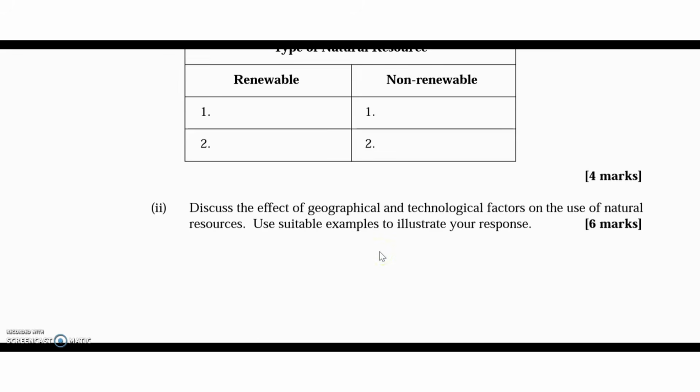Now, part 2: discuss the effect of geographical and technological factors on the use of natural resources. Use suitable examples to illustrate your response, for 6 marks. When we are talking about geographical factors, we must consider the aspect of location. Every single location on the surface of this planet varies at some point. So keep that in mind for me. It can vary in terms of topography, latitude and location. Even the climatic conditions will be different, depending upon the locality of particular resources and where they are situated in different parts of the world.